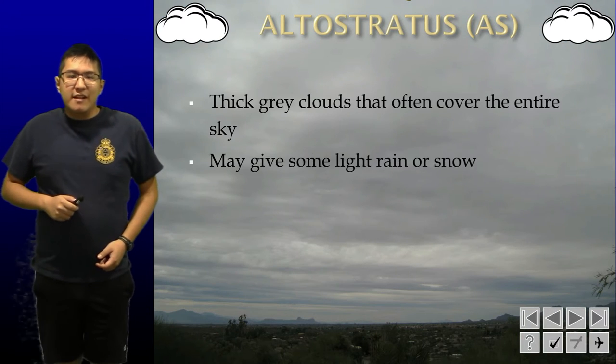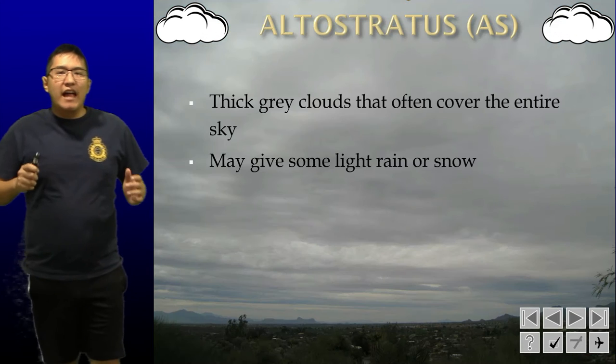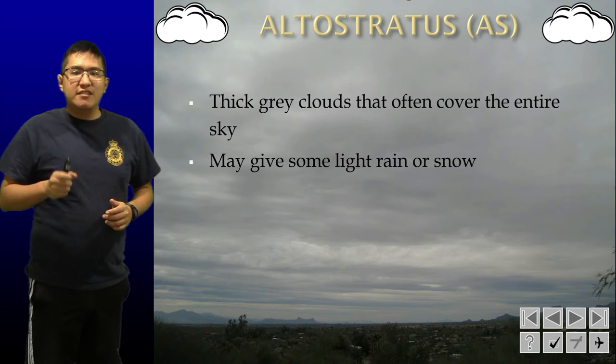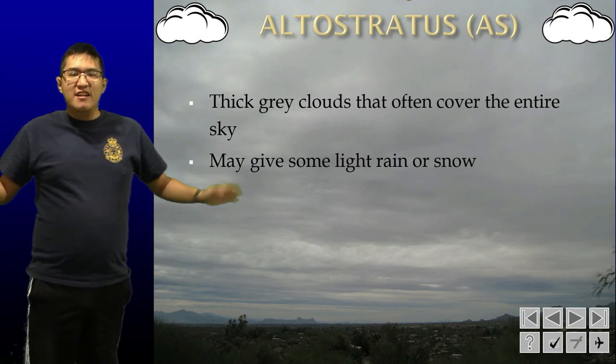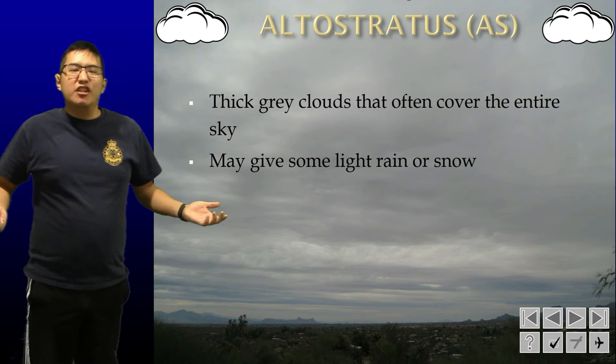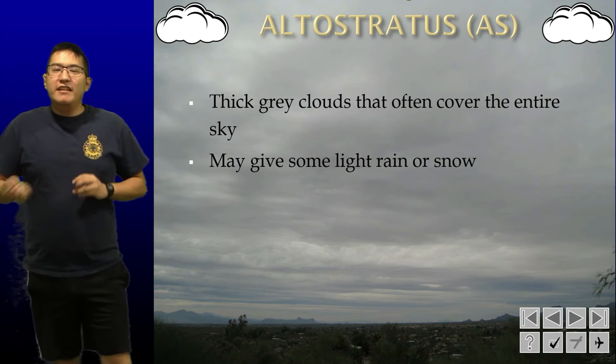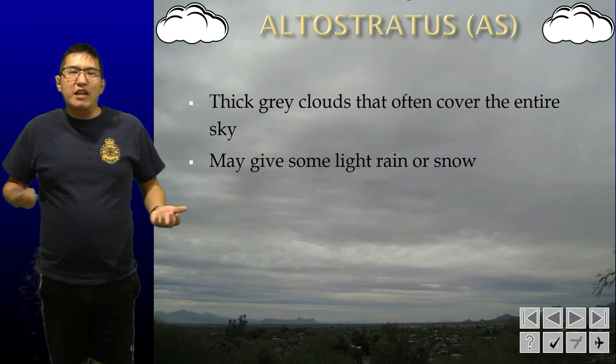Altostratus clouds. Now, altostratus clouds, they are thick gray clouds that often cover the entire sky. So they tend to be dark and gloomy. And they also may give some light rain or snow.